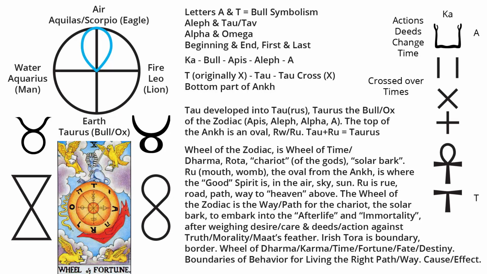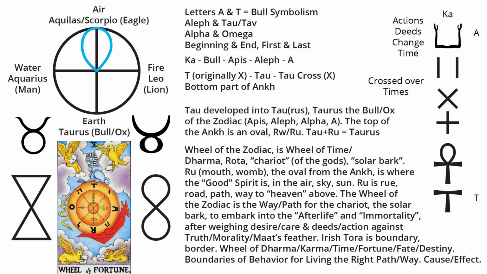So, the ruined mouth is the womb, the oval from the Ankh. And this is where the good spirit is, as I was saying. The air symbolism, higher consciousness thought, that's where the good spirit is. If you take the infinity symbol, and you have good on top and bad on the bottom, and you put it over the cross, well, you have the top part is good and the bottom part evil.